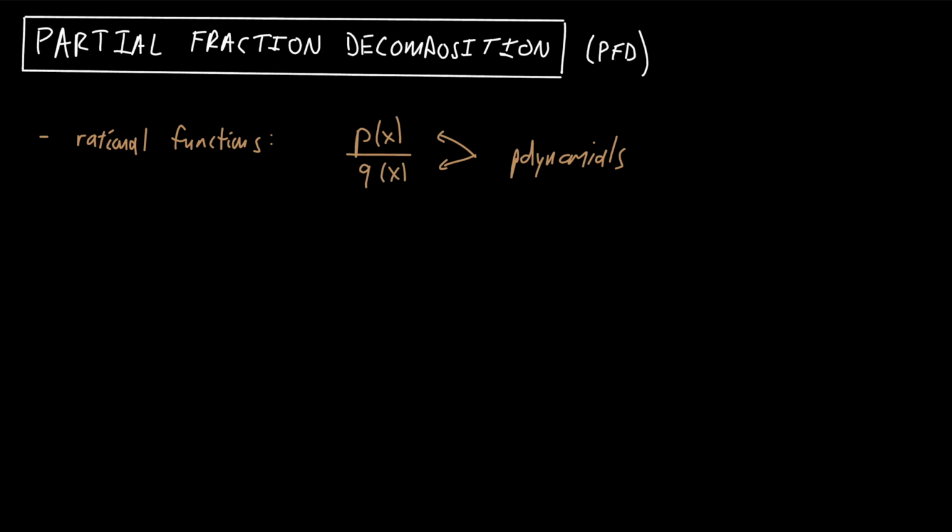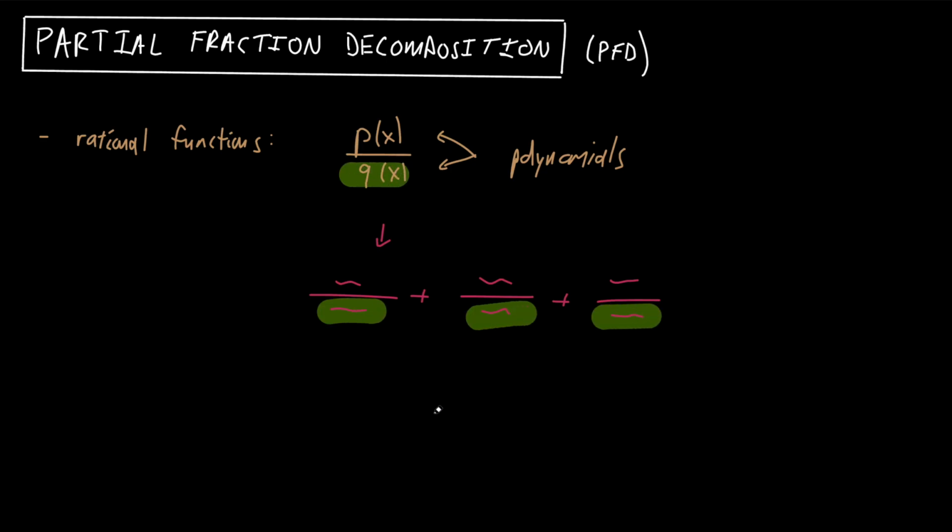If we have these rational functions, our goal is to turn this single rational function into multiple other rational functions, each of which is going to be easier for us to integrate. For example, this p of x might split up into one fraction here, and another fraction here, and another fraction here, where all of these denominators are going to be factors of q of x. The reason we might do this is because the integral of this original rational function might be rather complex.